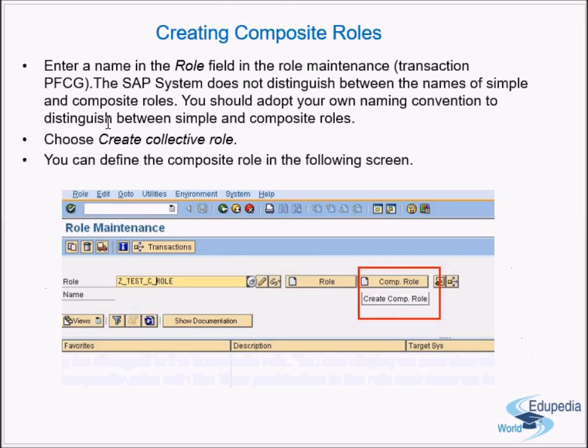So you take a proper naming convention which differentiates between the single role and the composite role. In PFCG, create role means creating a simple role, and create composite role creates the composite role, or a collective role. This is a very short video about creating composite roles in PFCG. Keep watching the other videos as well.